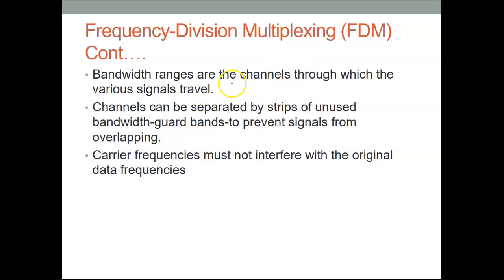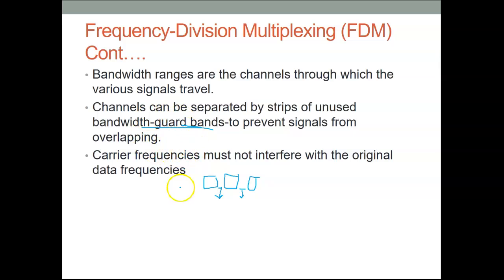Bandwidth ranges are the channels through which the various signals travel. I divided the whole bandwidth into channels. Channels can be separated by strips of unused bandwidth, guard bands, to prevent signals from overlapping. So I have 3 senders, sender 1, signal 1, channel 2, channel 3. And between them I put space, unused bandwidth. We call it guard band. So I put extra space between each of these and I call it guard bands.